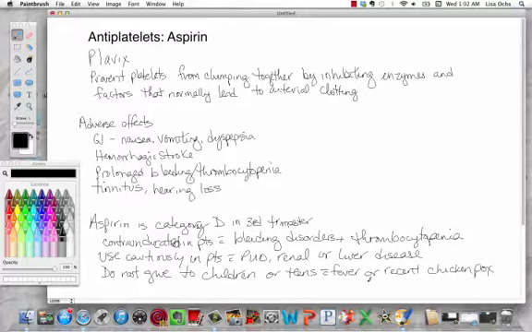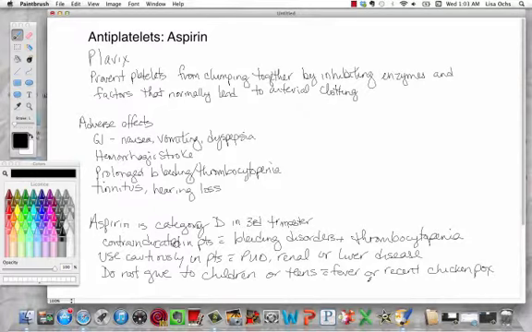Prolonged bleeding time. Sorry, my handwriting is getting really bad. You can see it's 1 o'clock in the morning. Prolonged bleeding time or decreased platelet count, thrombocytopenia. And then one of the unique side effects, we haven't seen this with the anticoagulants, is tinnitus, which is a buzzing or ringing in the ears, and hearing loss. That's one of the unique side effects of aspirin toxicity.